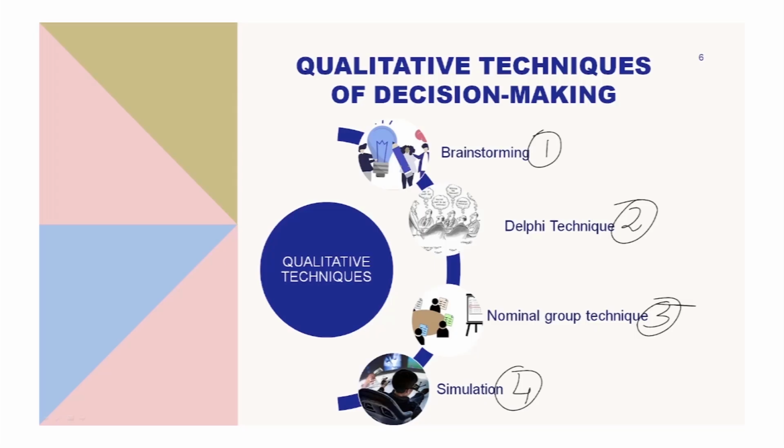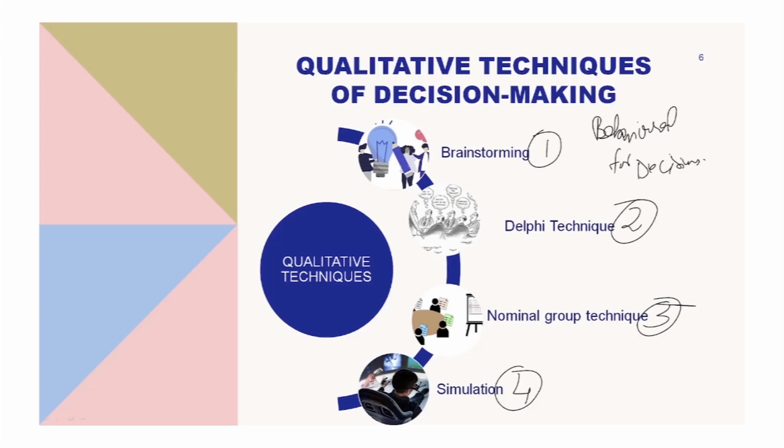So the second element talks about the qualitative techniques of decision making. As we know, the qualitative techniques deal with the behavioral aspect of decisions. Now, the very first one is the brainstorming method.